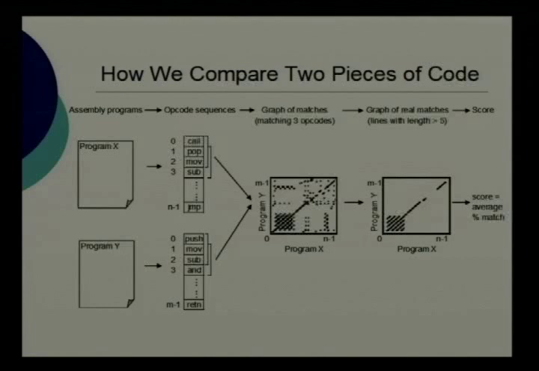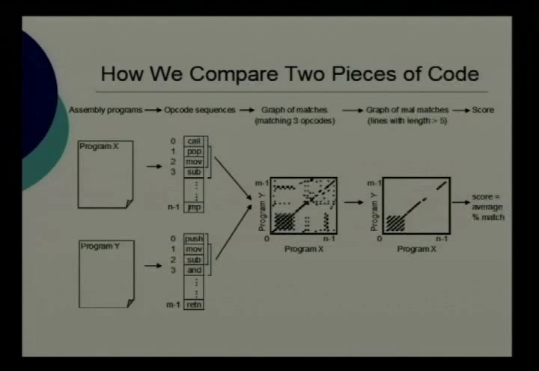So if there's a match, we plot the XY coordinate. X means the opcode number of program X, and Y is the opcode number of program Y, to generate a graph of matches, meaning three opcode matches in any order. Since there may be random matches and also noise, we keep in the graph only matches that consist of 5 points or more. 5 is our cutting point. We call those lines that have 5 points or more real match lines. So we get the second graph that consists of all the real matches.